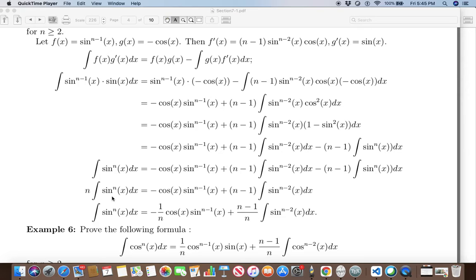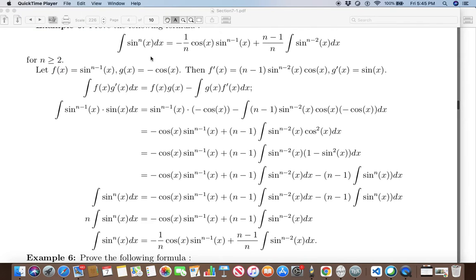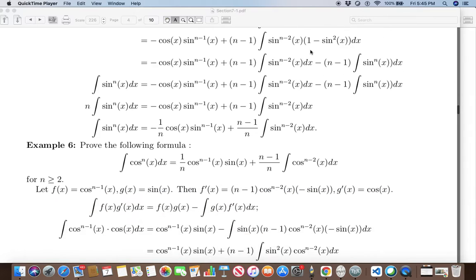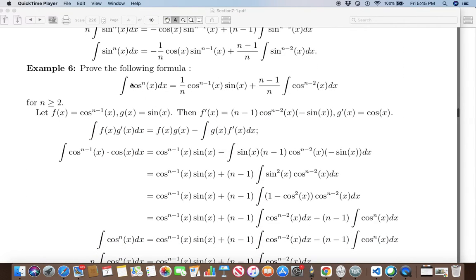n times the integral of sine power n x dx is the first two terms. Now, the integral of sine power n x dx is divided throughout by n. First term divided by n, second term divided by n, and that's the formula they want you to prove. Okay, this is a useful formula. A similar formula exists for cosine power n x dx.